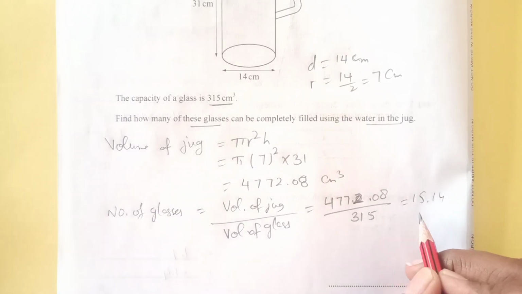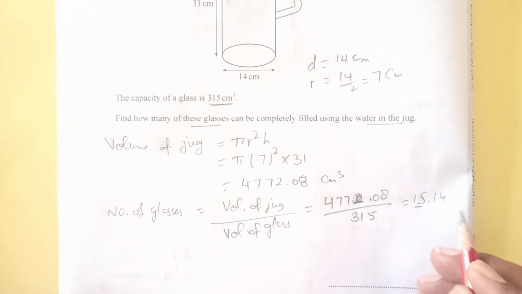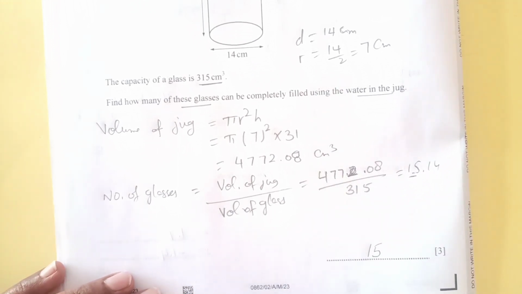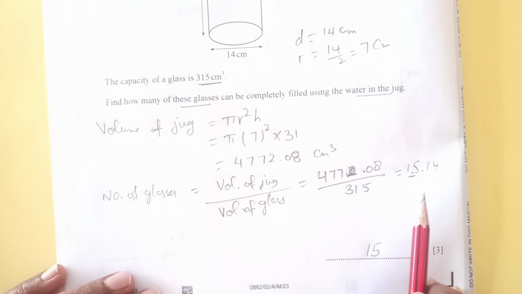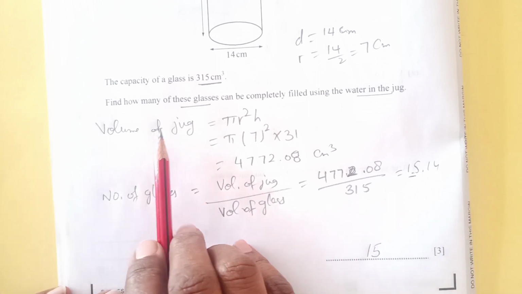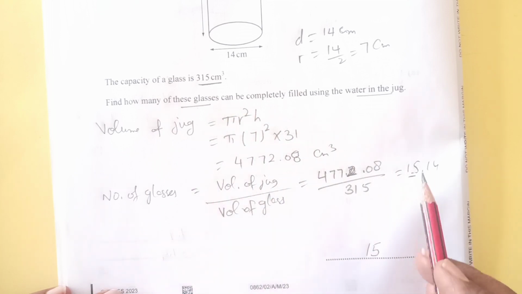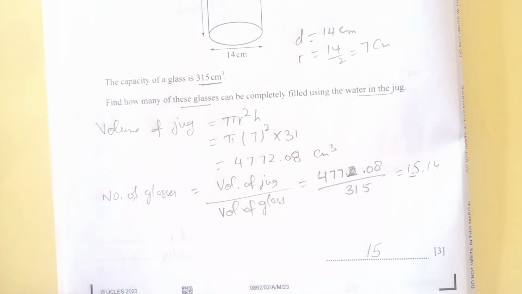So but we are looking for the number, so the exact number will be 15. So final answer is 15. Don't write 15.14, otherwise your marks will be deducted, because you are asked to find out the number of glasses, how many glasses. So give the exact number.